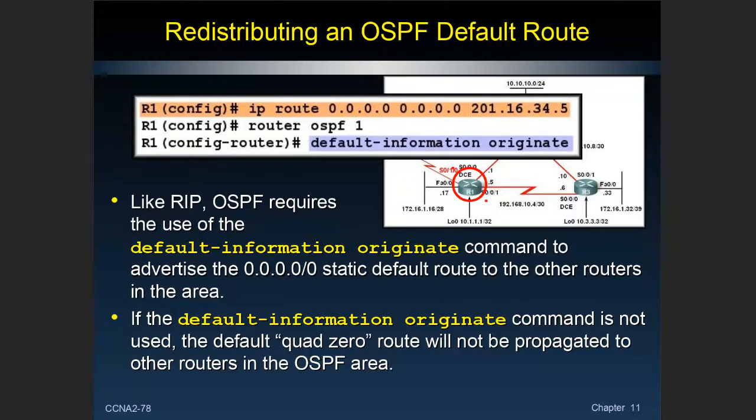Now we're going to go into the OSPF configuration and say default-information originate, which means take that default route line in orange and make it magically appear on all of the other routers in my company. So I just type two lines on one router instead of having to type one line on 300 routers.